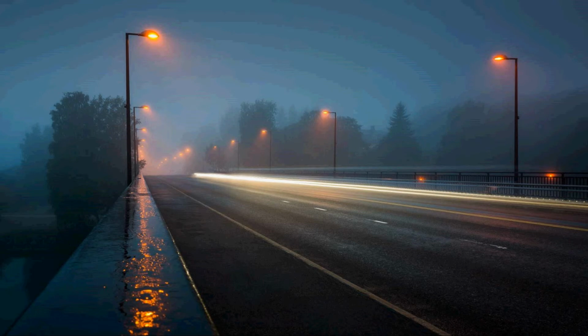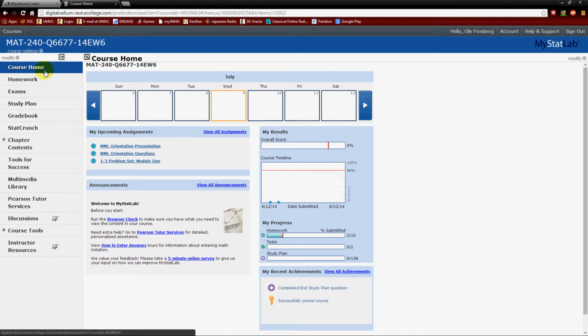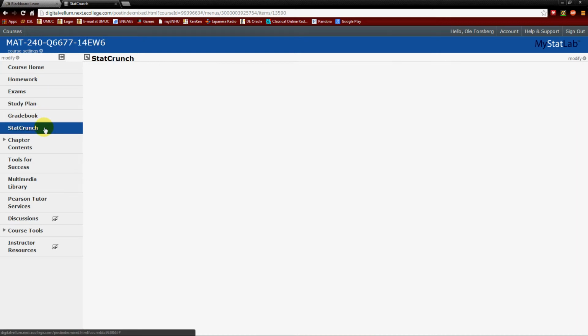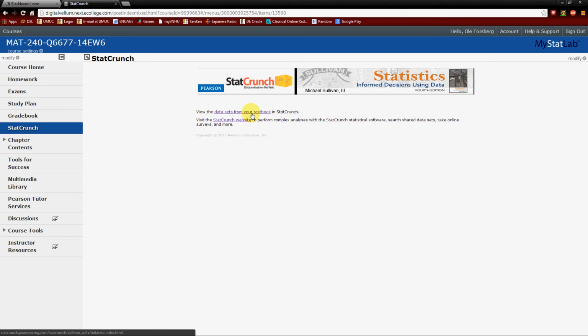This example also accompanies the GM recall example from week 3, confidence intervals. This one deals with proportions. Let's get into StatCrunch. We're in the course home, StatCrunch. Again, the same two links pop up. Again, technically either one works, but it's more direct to go with the top one, data from your textbook.